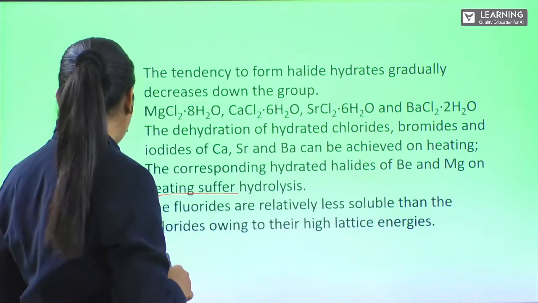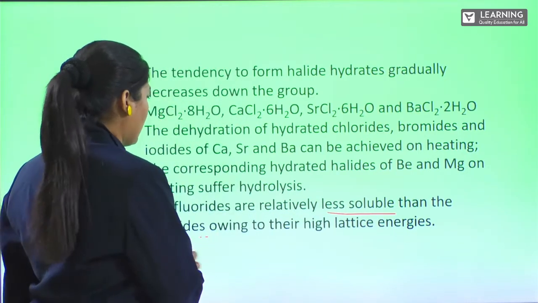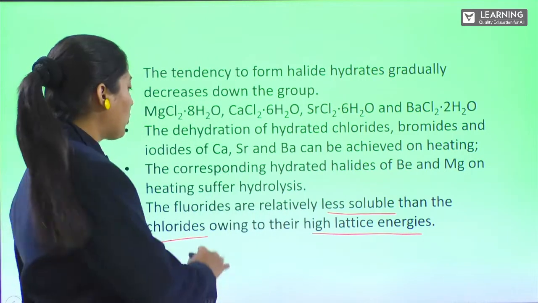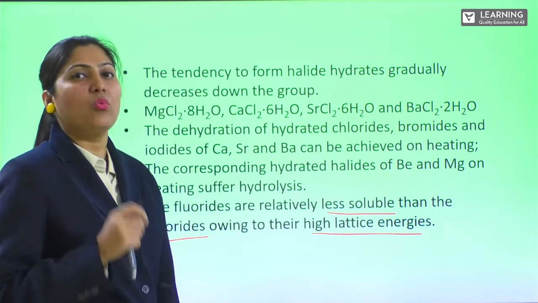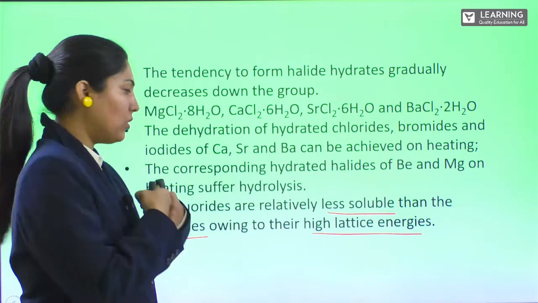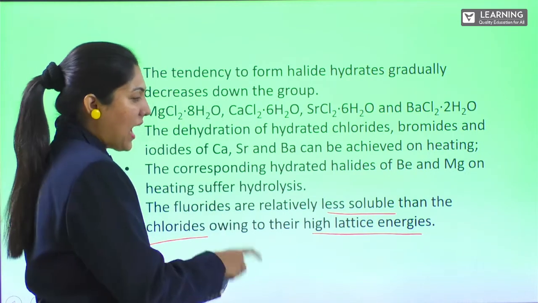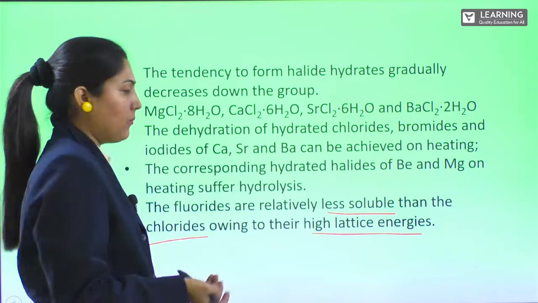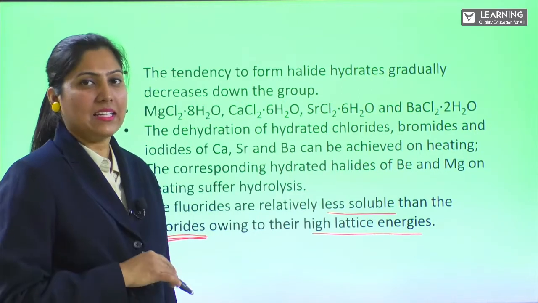So fluorides are relatively less soluble than chlorides. As we see, the lattice energy is more and we require more energy to break these fluorides, because fluorine is a very highly electronegative element. It will be bound very strongly. It is not so easy to separate the fluorides. So as we know, it has high lattice energy, so it is not easily soluble in water. What happens? Chlorides, bromides, iodides, they can easily dissolve.